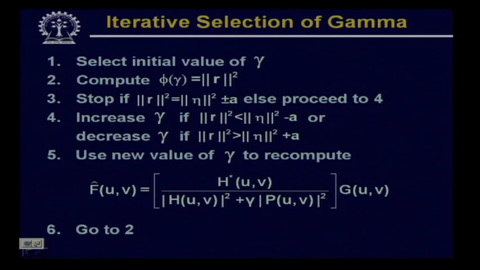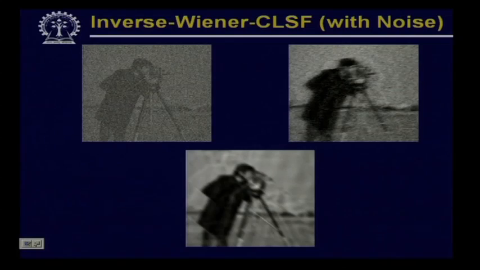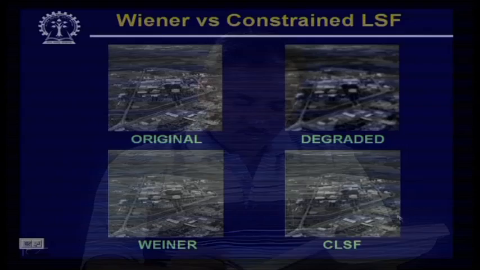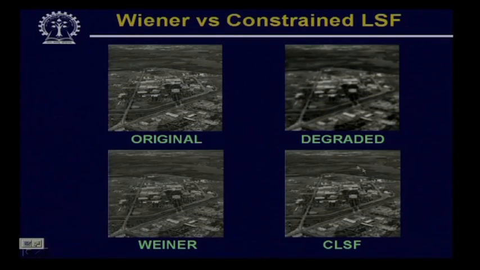Using this kind of approach, we have obtained some reconstructed images. Here you find the same original image, and this is the degraded version of that image. On the bottom row, the left hand side gives you the reconstructed image using Wiener filtering, and on the bottom row on the right hand side, this gives you the reconstructed image obtained using the constrained least square filter.